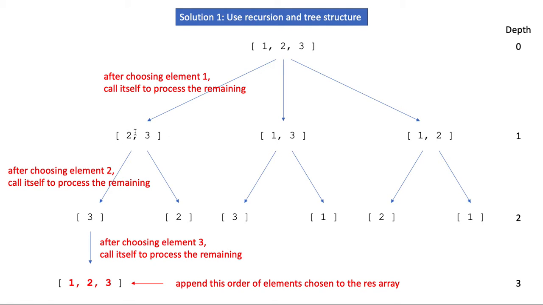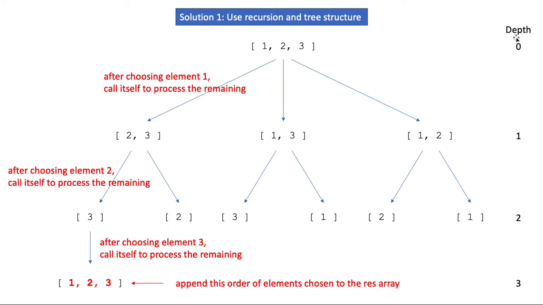And then we choose, let's say, element 2. And then we call the function again to process the remaining elements. So processing 3, and we have only one element to choose. So after choosing element 3, when we call itself to process the remaining, we find there are no remaining elements. So we reach the leaf node and we append this order of chosen elements to the results array.